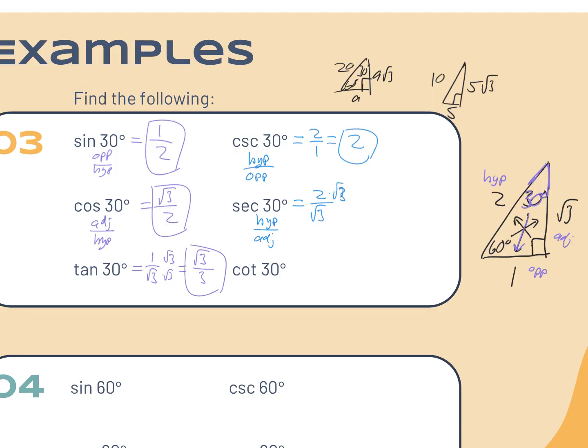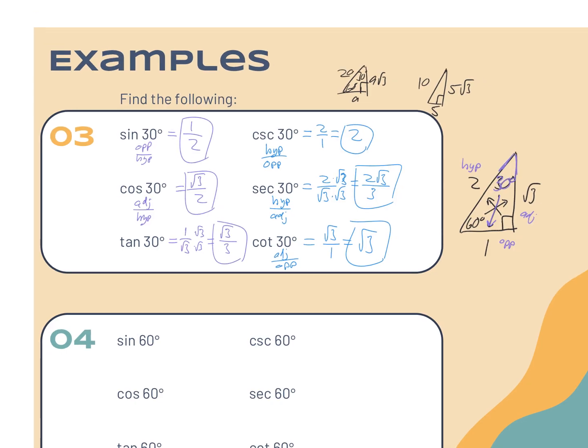And then again, I can't have that as an answer, so I need to multiply the top and the bottom by the square root of 3. So I get 2 square root of 3 over 3. All right. And then cotangent, again, is going to be adjacent over opposite. Right, so that's going to be square root of 3 over 1, which is the square root of 3.